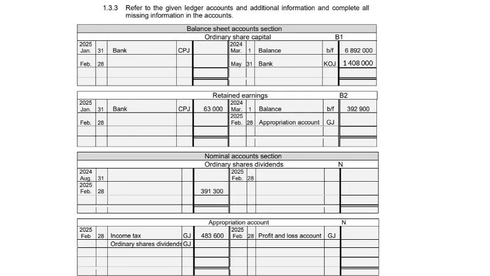So on the debit side, 2025 January 31 bank, in our cash payments journal, we are going to take 90,000 shares and times it by R8.30, which is the average share price at that stage, and that gives us 747,000 rand.